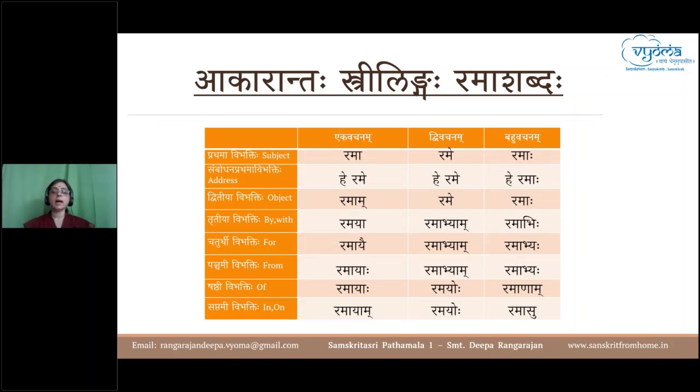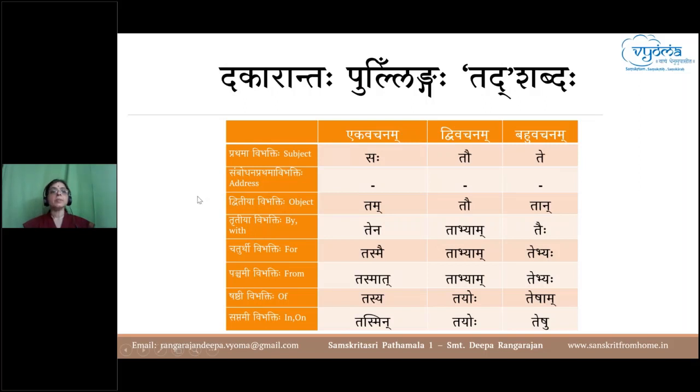Sita is a similar Akaranta Strilinga Shabda. So all Akaranta Strilinga Shabdas decline like this. Now the new Shabda that we will be learning is Dakarantaha Pullingaha Tad Shabdaha. We already know the Prathama Vibhakti form, which is Saha, Tau, and Te. We also saw that the pronouns do not get the Sambodhana Prathama, so there is no form in Sambodhana Prathama. The Dvitiya is Tam, Tau, Tan.